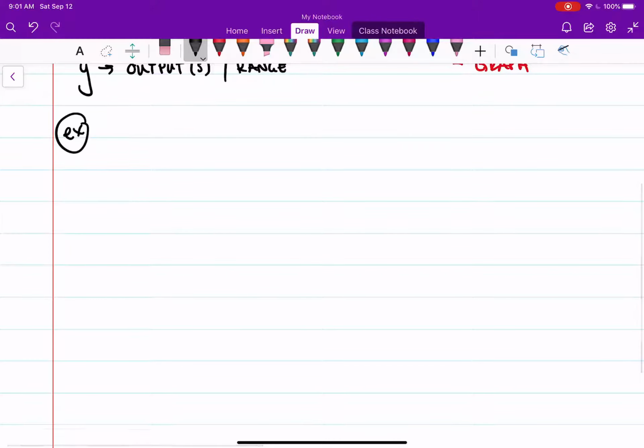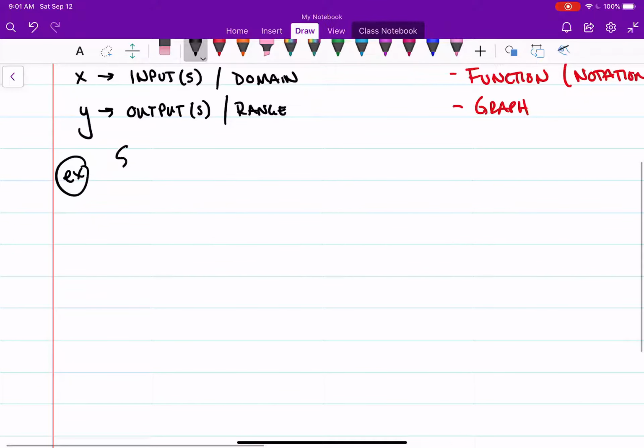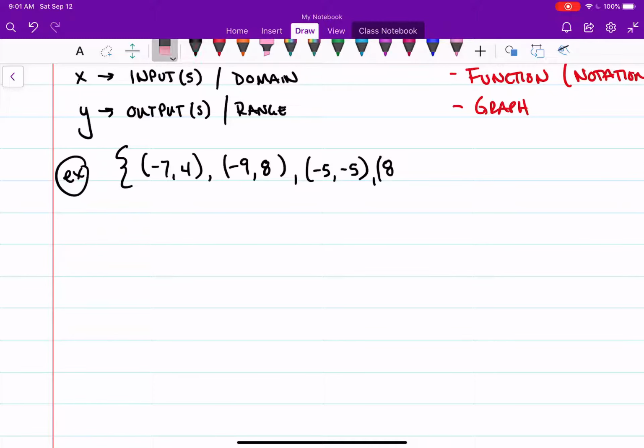Let's say that we are given a set of points. Let's say (-7, 4), (-9, 8), (-5, -5), and (8, 8). Okay, so that would be a set of points.